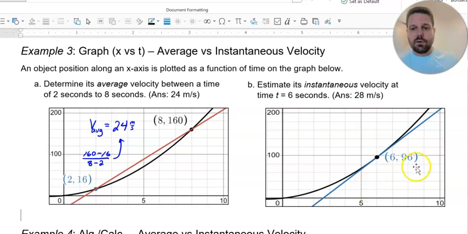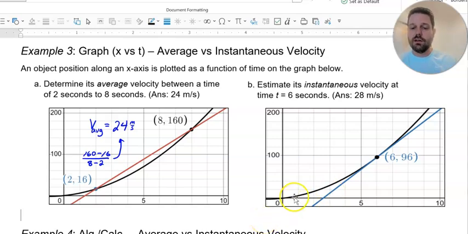Now we're going to take the same curve here, and in part B, we want to estimate its instantaneous velocity at time equals 6. So that's at this point right here. Now its position is 96. And I can see here I drew this tangent line in for you, this blue tangent line. So the question would be, what is this instantaneous speed?